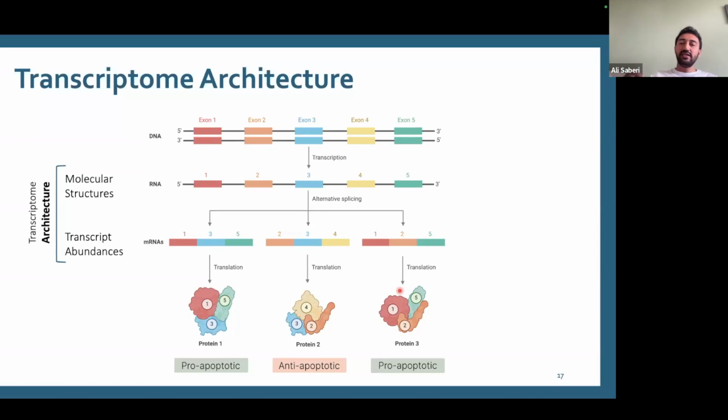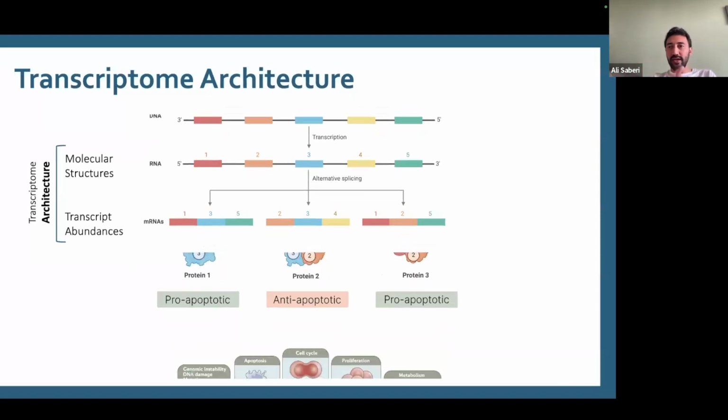And these proteins and their abundances eventually determine how the cell behaves in different situations, let's say the cell identity. So we call this transcriptome architecture, the molecular structures, the combinations of exons and introns, and their abundances, and we want to model this. And as I explained before, go on, Hannes.